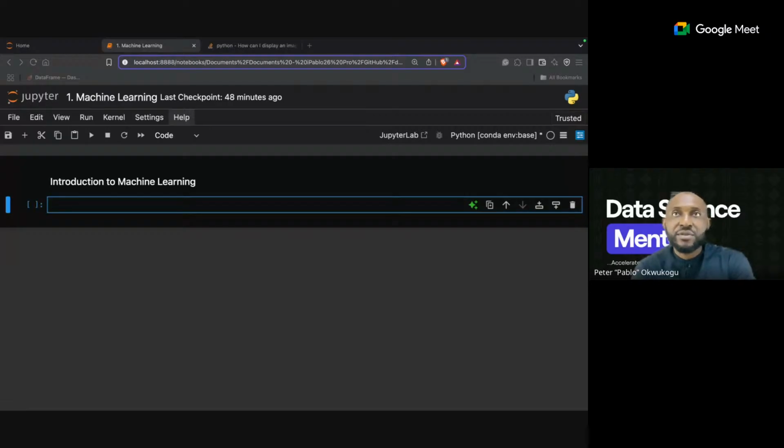The Data Science Mentor Program is an accelerated learning cohort. We use examples and mentorship to help folks learn data science from scratch. And in today's session, we are going to be starting out with introduction to machine learning. Now, today's session is interesting because we're not going to write code. We're just going to interact and talk about what machine learning is.